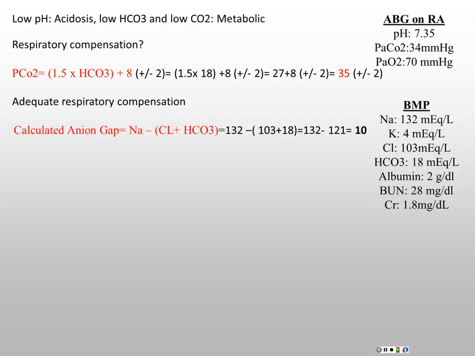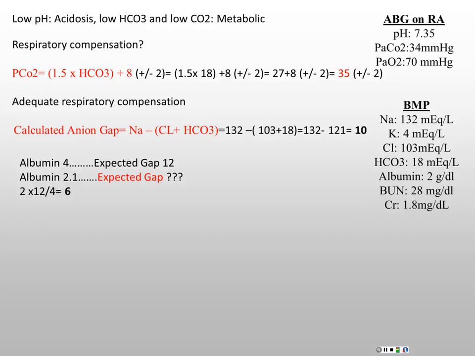Then you calculate your anion gap. You have to know the formula: sodium minus chloride plus HCO3. Here it will be around 10. And you have to pay attention to the albumin, because if you know your anion gap is 12, you think 10 is normal, this is non-anion gap. No, you have to look at your albumin. So your albumin here is 2, your normal albumin is 4. So your normal albumin of 4 will give you an expected gap of 12. So albumin of 2 will give you an expected gap of 6. So your normal gap will be 6. So 10 is abnormal. So 10 is an anion gap metabolic acidosis.